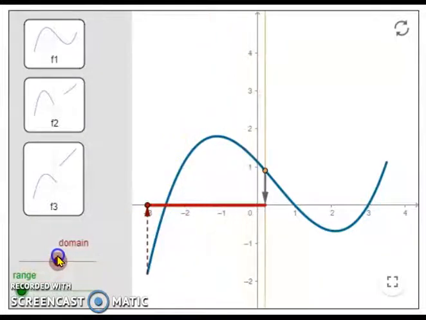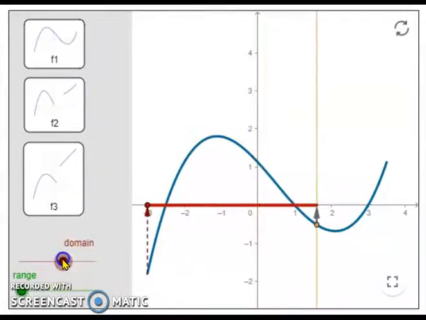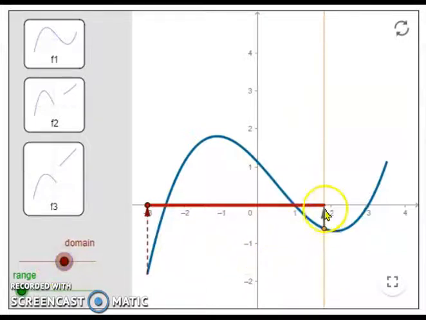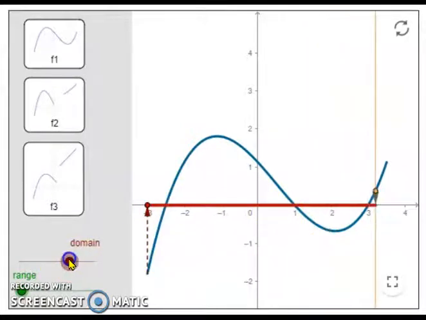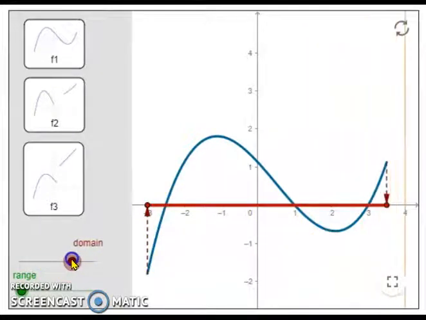At this point, the input is 0. Then moving on to this point, the input is here. So all the values in red are your inputs, the set of inputs. And so they are the domain. For the range, those are the y values.